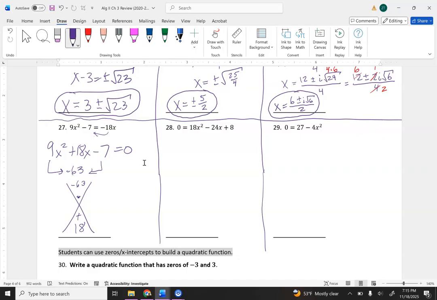All right, so 63 can be a 1 and 63, a 3 and a 21, a 7 and a 9, obviously, we already did that. All right, so it looks like the 3 and the 21 are going to be the magic numbers here. So in order for it to be a plus 18, that's going to have to be a negative 3 and a 21. All right, so I'm going to erase this, give me some space. Negative 3 and 21 are the magic numbers. So that means this is going to get split up into a negative 3x and a positive 21x.